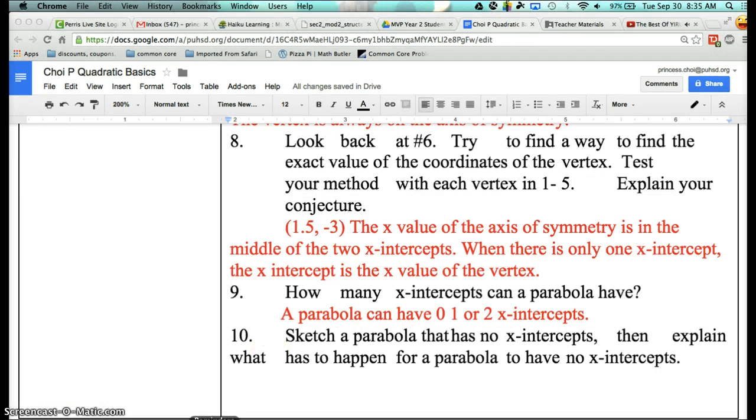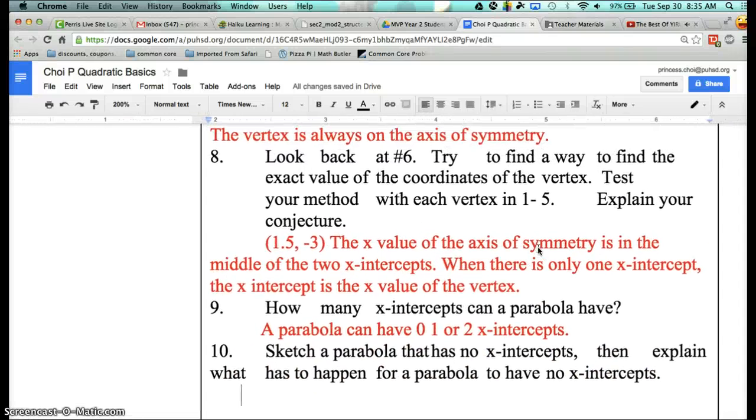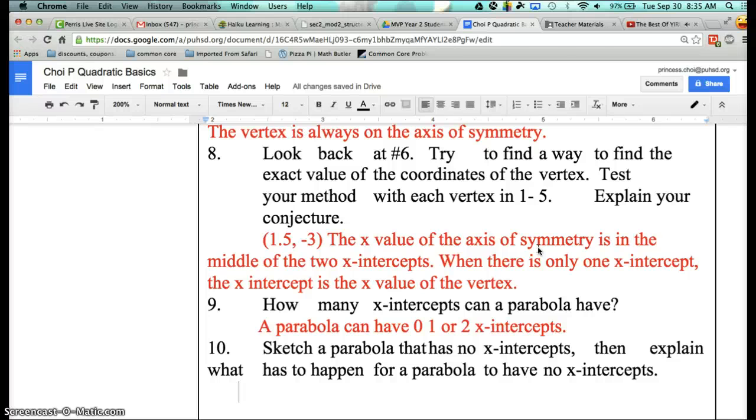Okay, so as a class together, we came out with the answer for number 8 and 9. We said our vertex is at (1.5, -3) by looking at this graph right here. And then we said that the x value of the axis of symmetry is in the middle of the two x-intercepts, but when there's only one x-intercept, the x-intercept is the x value of the vertex.